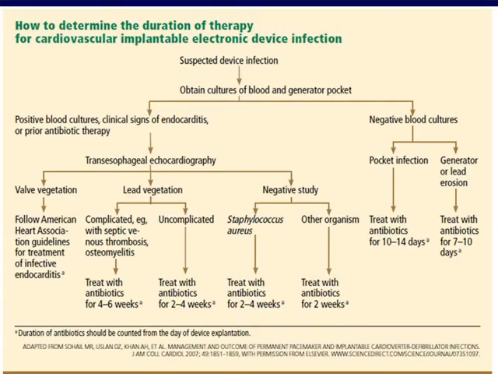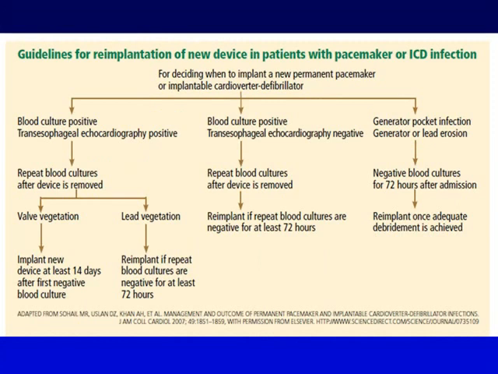Determining the duration of therapy involves, again, complex algorithms, which you can see here and read at your leisure. 4 to 6 weeks, 2 to 4 weeks, 2 weeks, and 7 to 10 days if you're just taking the generator out of an infected pocket, as when taking the leads out, and that's what you need after doing that. So it gets a little complicated, but it's laid out there in black and white, so if you want to refer to it, you can do that pretty easily.